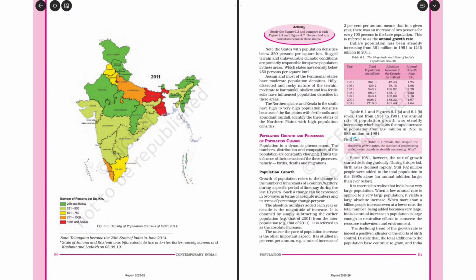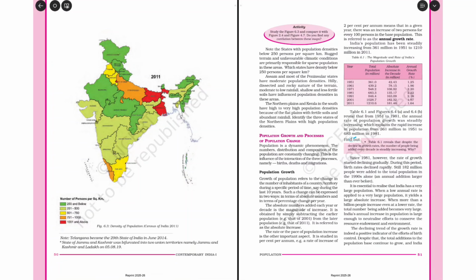That brings us into the mathematics of how these numbers evolve. The text moves from a static snapshot to a moving picture. Let's read the section on population growth and see how they calculate this momentum. Okay. Population growth and processes of population change.